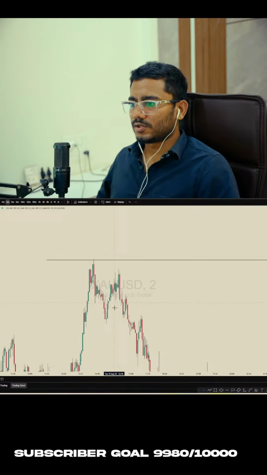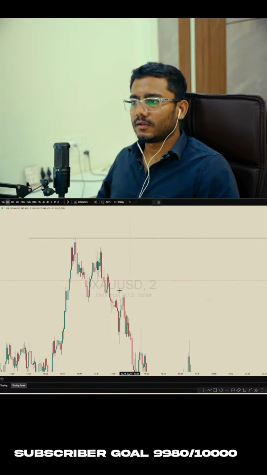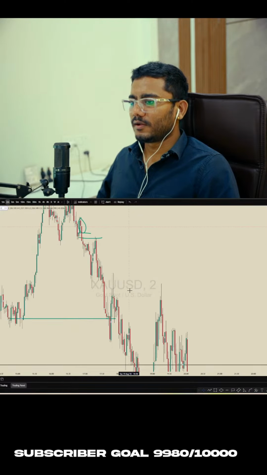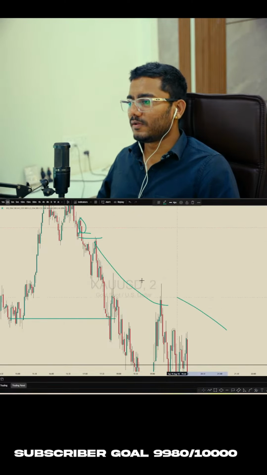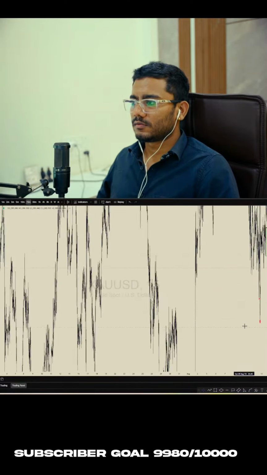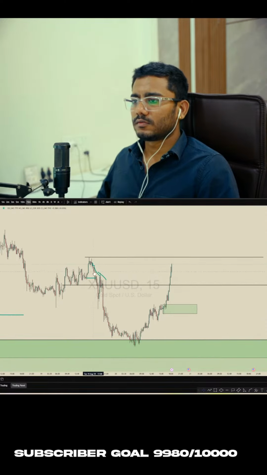If you look at the structure on gold, here everything has been mitigated. Only this candle here is the candle where we have this imbalance. To the upside, everything has been mitigated. Here, everything over here is liquidity. So it can only react from this area.